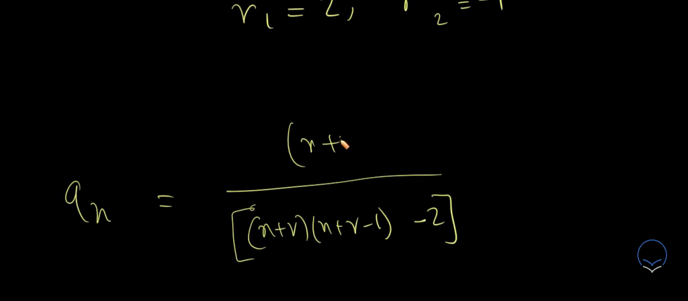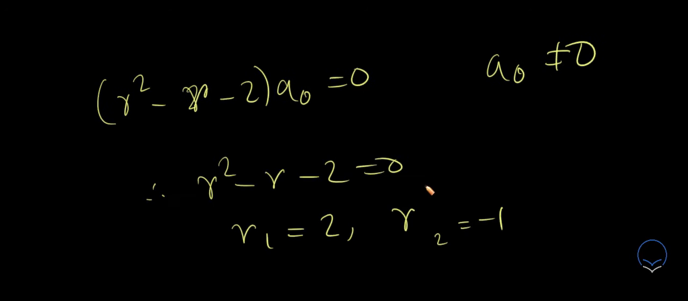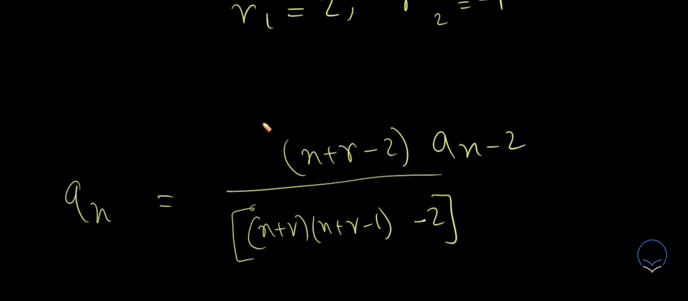So n plus r minus 2 a of n minus 2, and these two terms had a plus between them, and since we demanded this guy to vanish, there will be a minus sign over here because it's like x plus y equals 0, so x is equal to minus y. And now you have two roots, r equals 2 and r equals minus 1, and we also have this a naught thing. So another assumption we're going to take right now to simplify our life is that a0 is equal to 1.